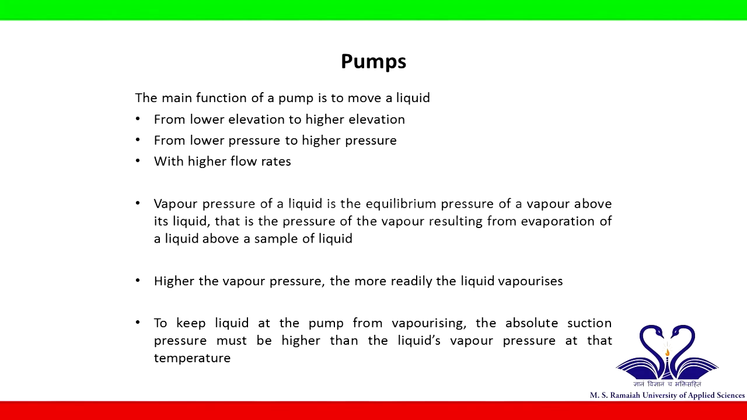Vapor pressure of a liquid is the equilibrium pressure of a vapor above its liquid, that is, the pressure of the vapor resulting from evaporation of a liquid above a sample of liquid. Higher the vapor pressure, the more readily the liquid vaporizes. To keep liquid at the pump from vaporizing, the absolute suction pressure must be higher than the liquid's vapor pressure at that temperature.